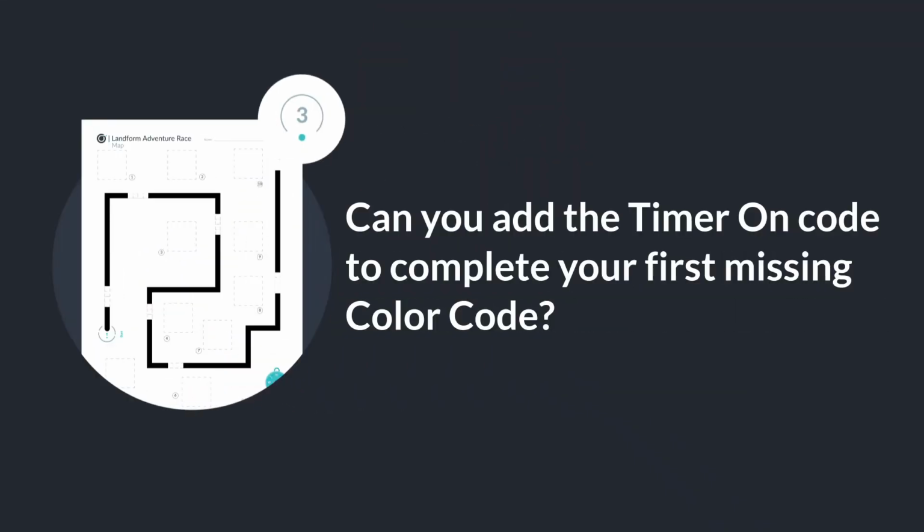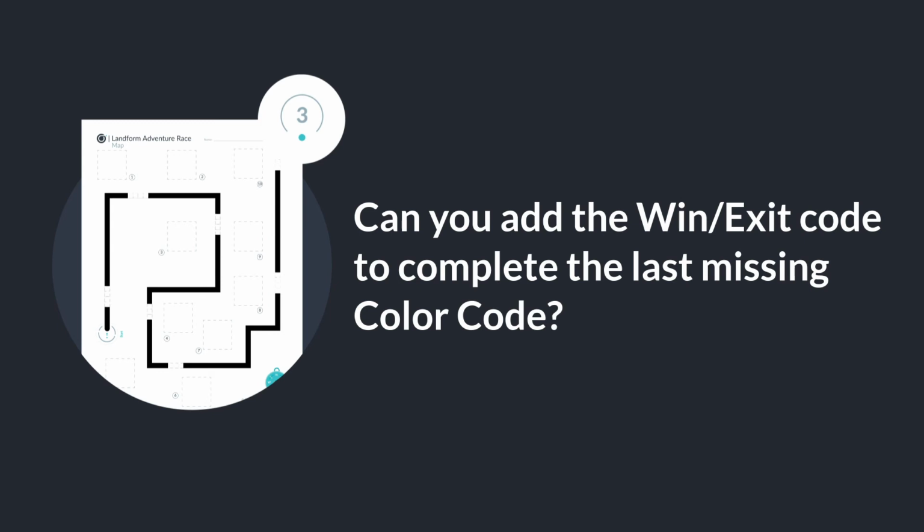Can you add the timer on code to complete your first missing color code? Can you add the win exit code to complete the last missing color code?